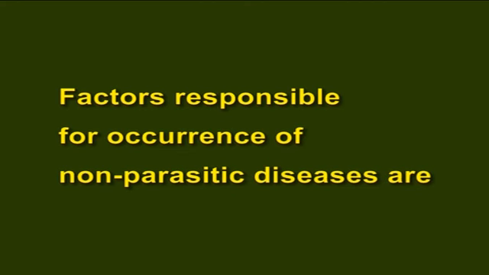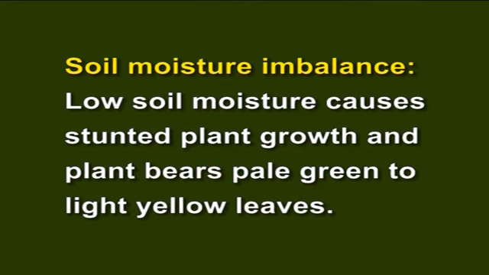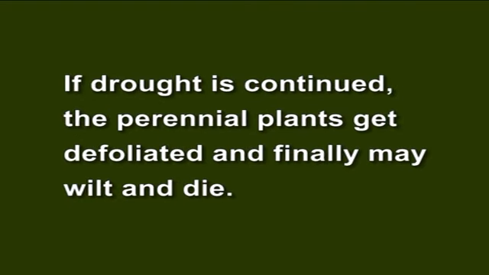Factors responsible for occurrence of non-parasitic diseases: soil moisture imbalance. Low soil moisture causes stunted plant growth and the plant bears pale green to light yellow leaves. If drought continues, the perennial plants get defoliated and finally may wilt and die. High soil moisture results in diminished oxygen in the soil, which affects the root growth. Plants become succulent, which increases their susceptibility to certain pathogens.